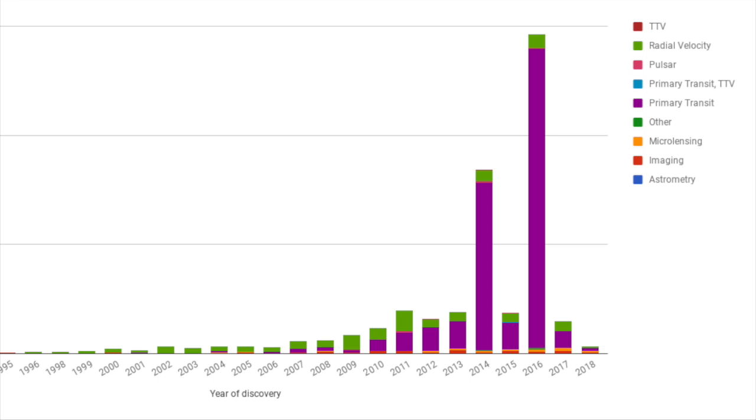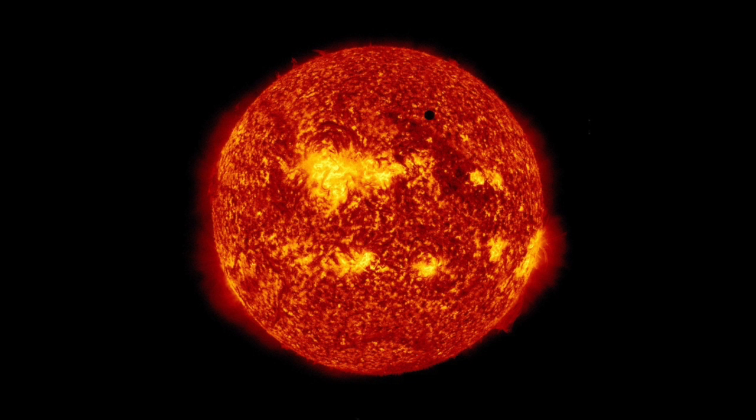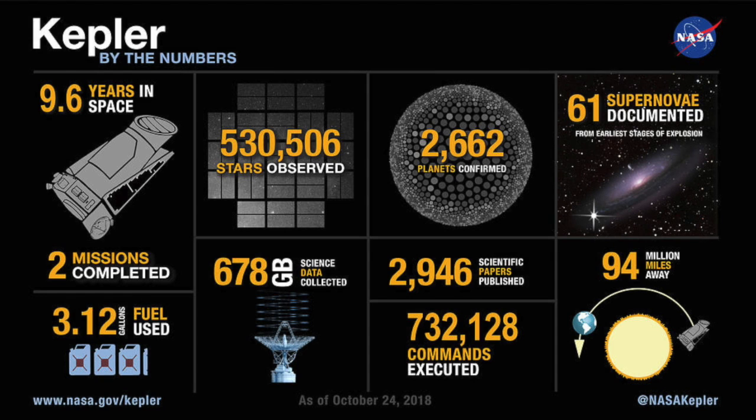primary transit method shown in purple. This method is conceptually simpler. It relies on this very minute dimming of a star regularly as an exoplanet orbits across that star, similar to this transit of Venus across our Sun. The Kepler Space Telescope was essential to this huge peak in detections from the transit method over the past few years.